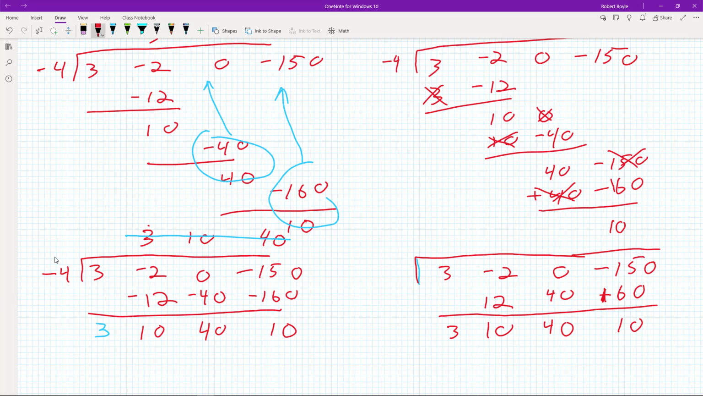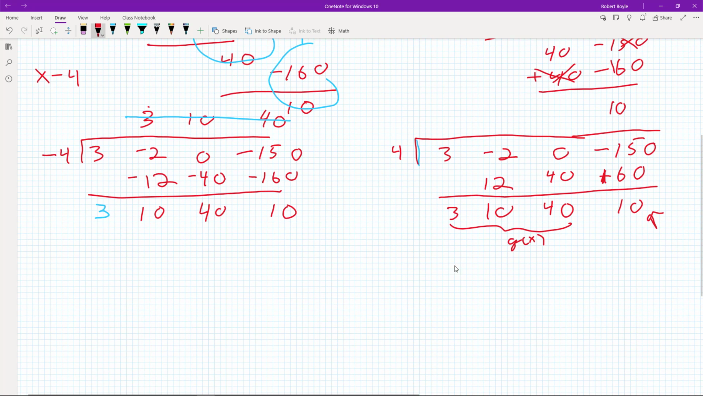And to compensate for that, instead of having the -4 in the x minus 4, I'm going to include the opposite of that, which will be 4. And the synthetic division still works. 4 times 3 is 12. -2 plus 12 is 10. 4 times 10 is 40. 0 plus 40 is 40. 4 times 40 is 160. 150 plus 160 is 10. Now these right here are the coefficients associated with the quotient. And this right here is the remainder.